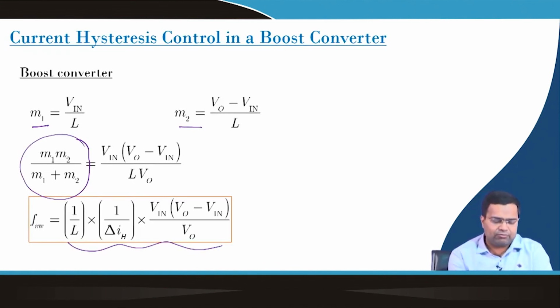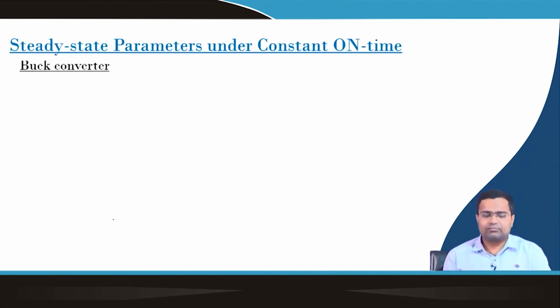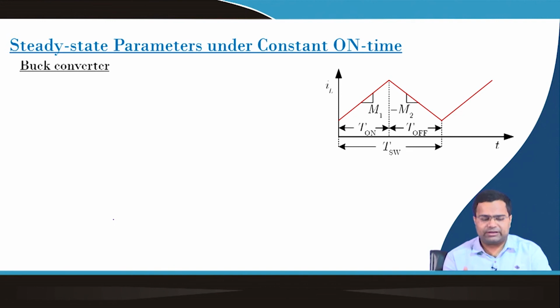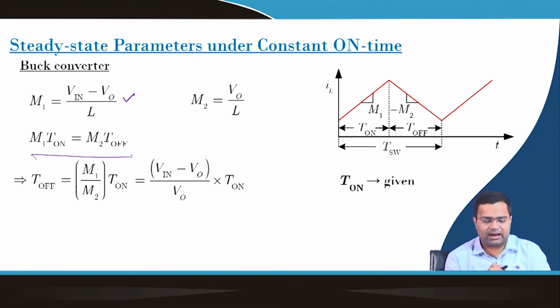So, if we want to regulate the switching frequency, the only parameter that is in our hand is the hysteresis band. If we adjust the hysteresis band, then we can keep the switching frequency constant, or we can program it according to our requirement. So, under buck converter, if you take the constant on time control, the rising slope is V in minus V0 by L, and the falling slope, all this expression we have derived earlier.